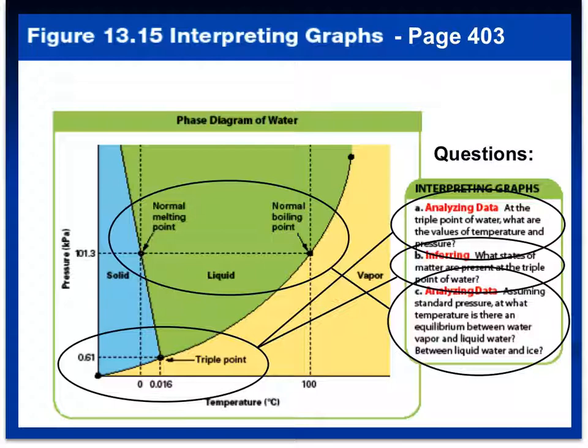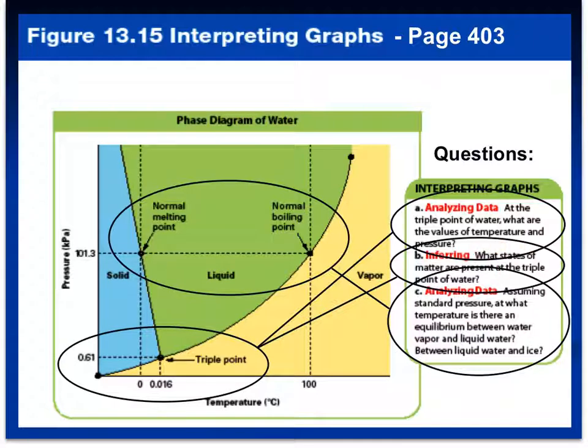So question A here says, at the triple point of water, what is the value of the temperature and pressure? So again, this is a little different phase diagram than we looked at before, but clearly you can see solid, liquid, and gas. So we want to see where they're all meeting. They're meeting down here at this triple point. So we would say that it has a temperature of 0.016 and it has a pressure of 0.61. So that's where we'll see all three states of water.